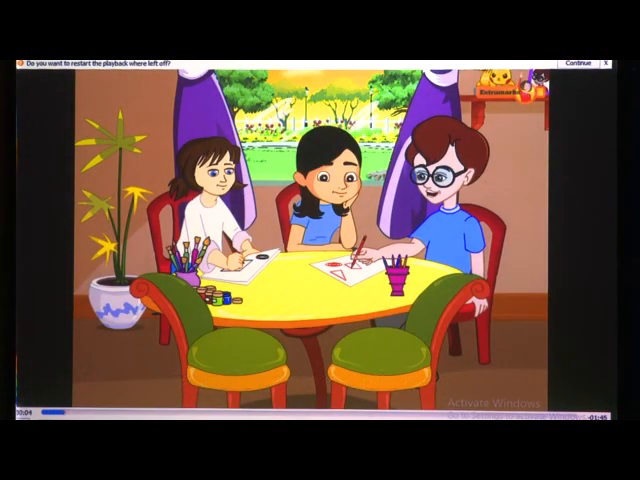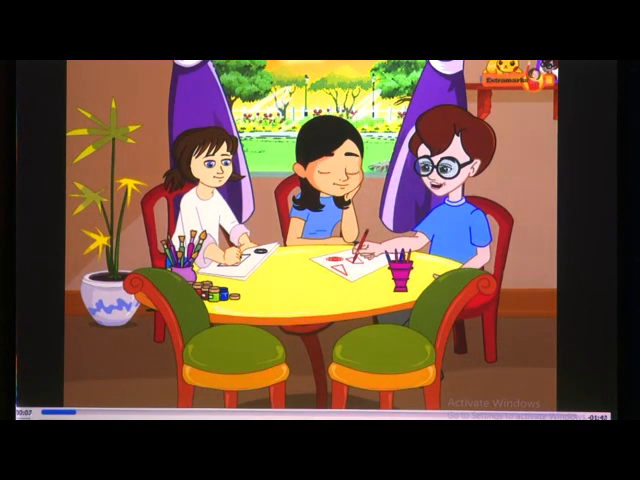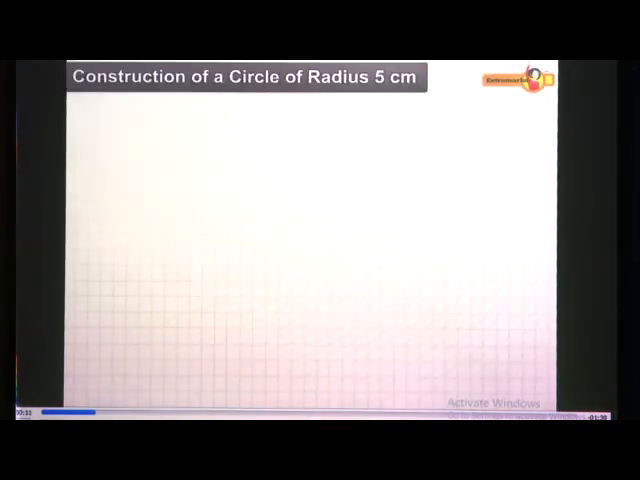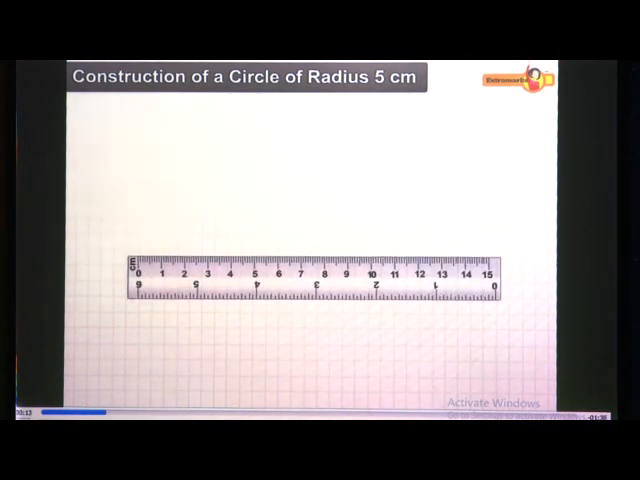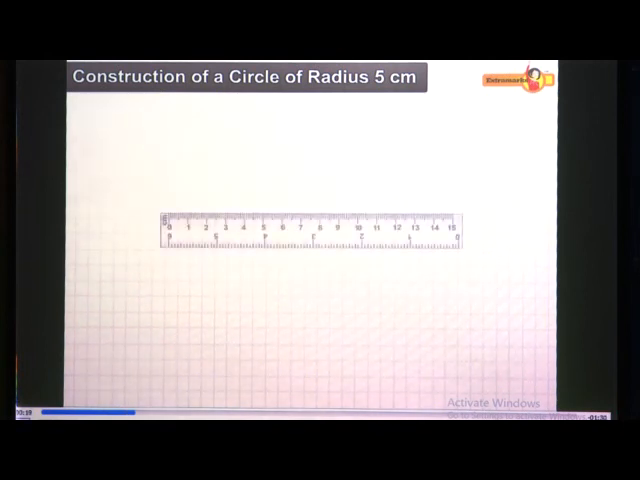Can you show us how to draw a circle of radius 5 cm? Yes, sure. We will require a graduated ruler and the compass. It is always better to follow steps for geometrical construction.